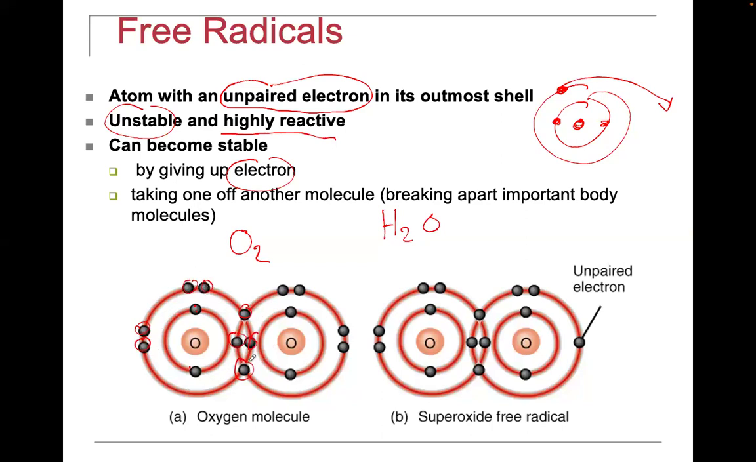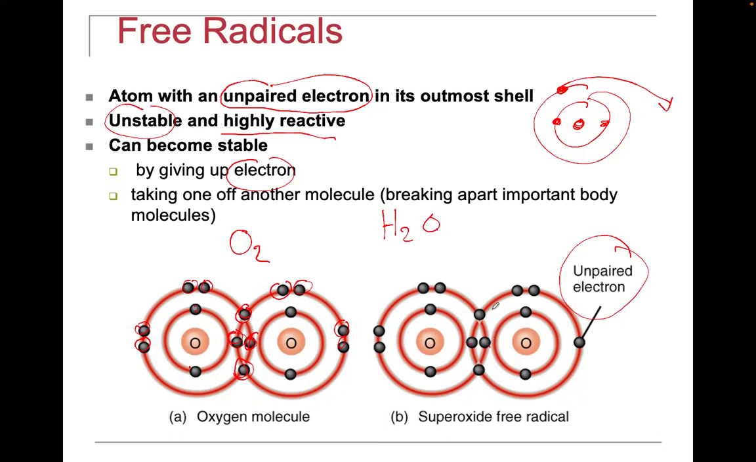Let's count the other one. 1, 2, 3, 4, 5, 6, 7, 8. 8 in the outer ring appears to be stable, so oxygen is stable. Now, it becomes unstable if there's an unpaired electron.